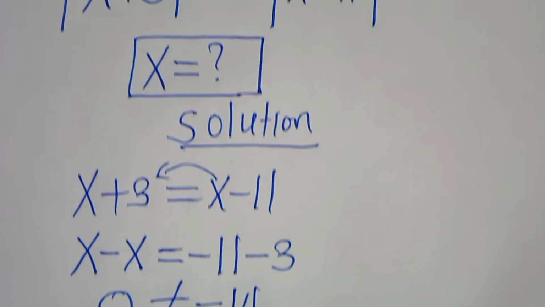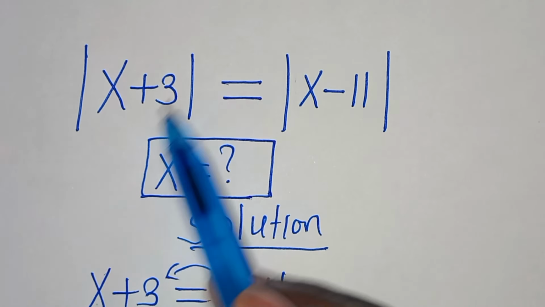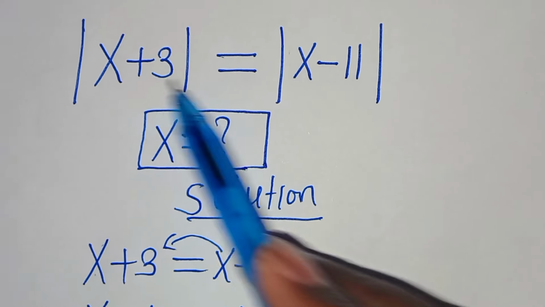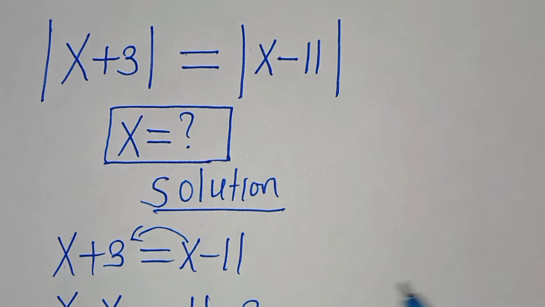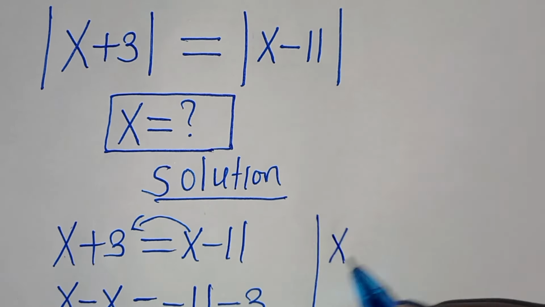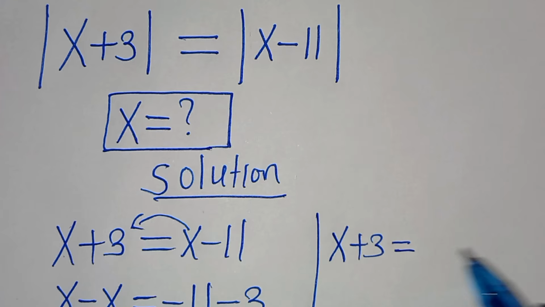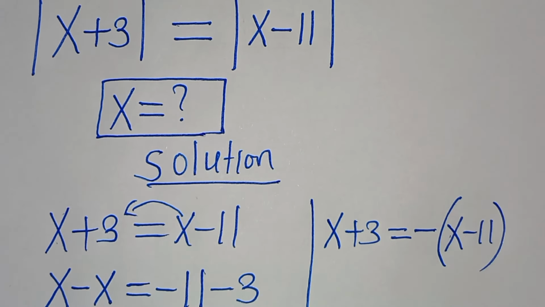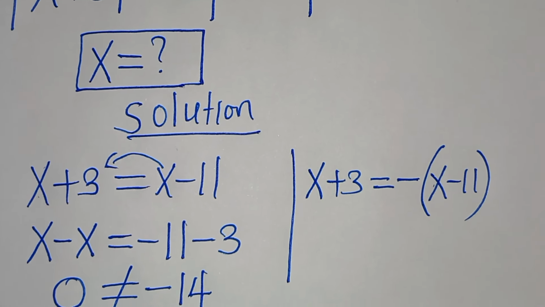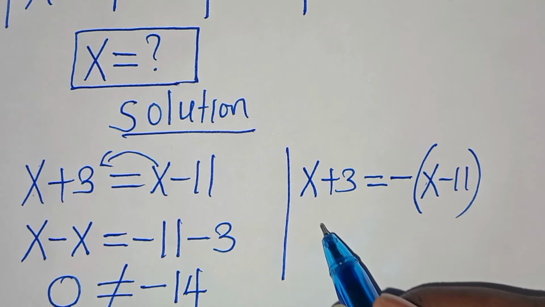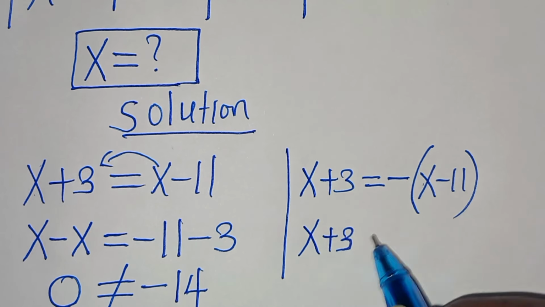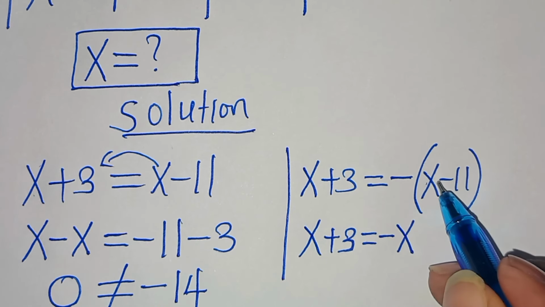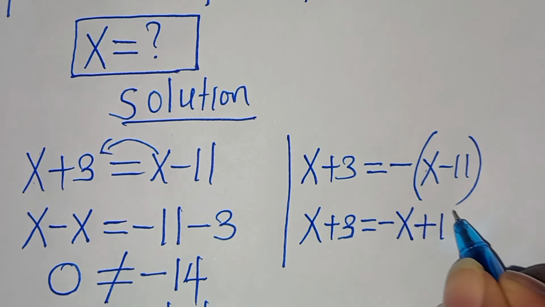Now, the second part here, when you have the absolute value like what we have here, what we normally do is multiply one of the sides by a negative value. So we have x plus 3 equal to minus into the parentheses x minus 11. This implies that here we have x plus 3 is equal to minus times x, this is minus x, minus times minus 11, this becomes plus 11.